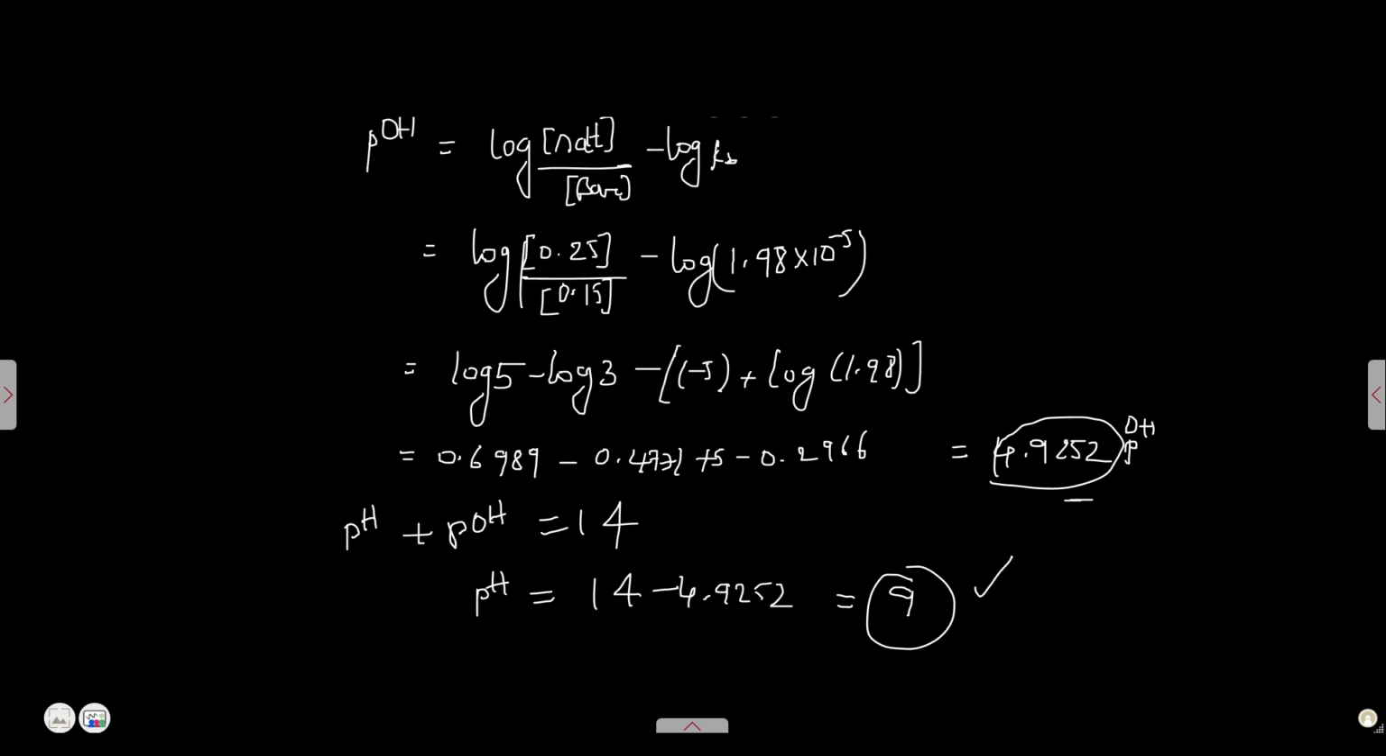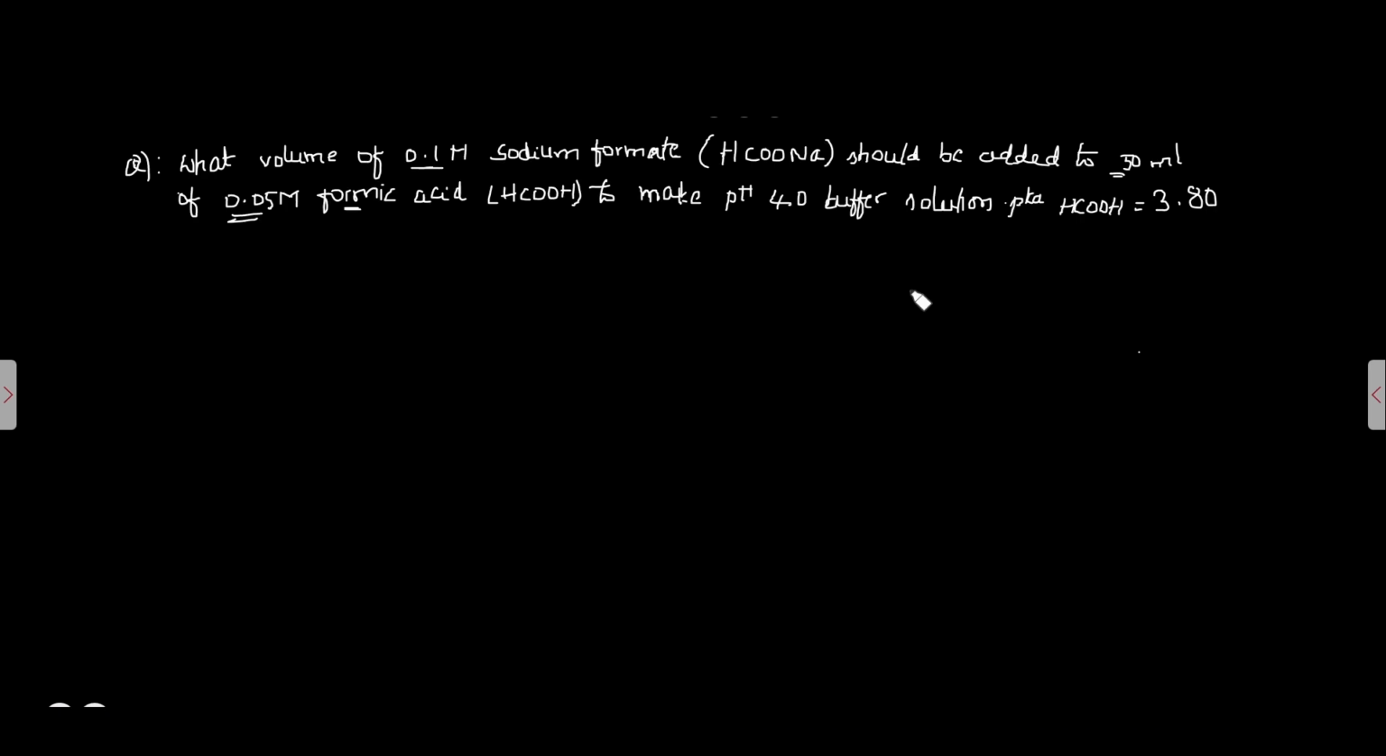Next example. Another example: what volume of 0.1 molar sodium formate should be added to 50 ml of 0.05 molar formic acid to make pH 4 buffer solution, where pKa of formic acid is 3.80? Here you need to observe the data first of all.